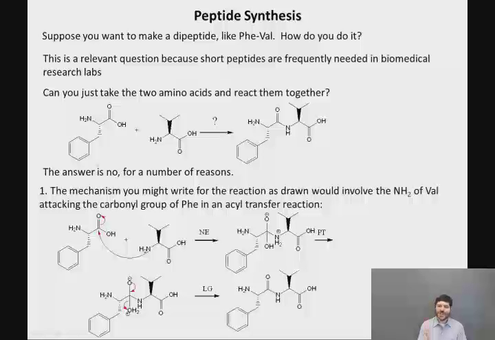You would then need to transfer a proton. I don't have the arrows drawn for this step, but you would need to transfer a proton from the nitrogen to the OH in order to make water as a leaving group. And then the oxygen would need to come back down, the electrons from the oxygen reform the CO pi bond and kick out water as a leaving group to give the dipeptide. Okay, that mechanism might seem reasonable, except there's a problem.